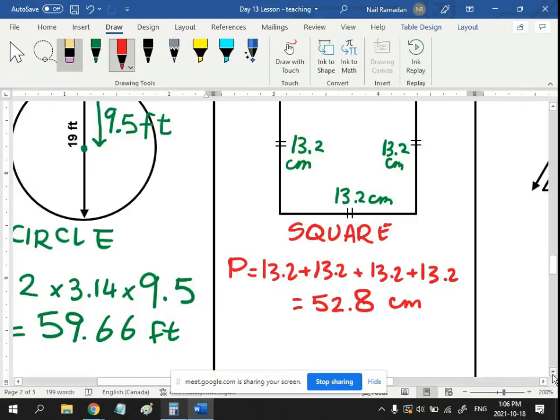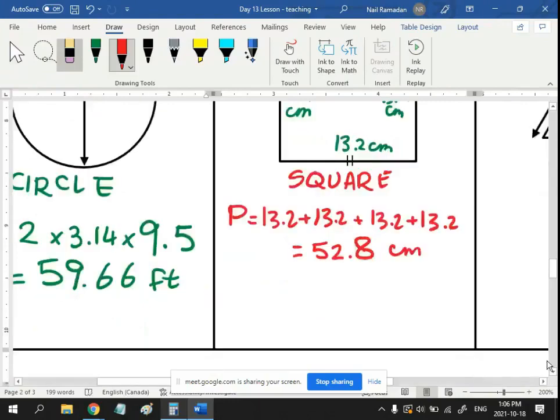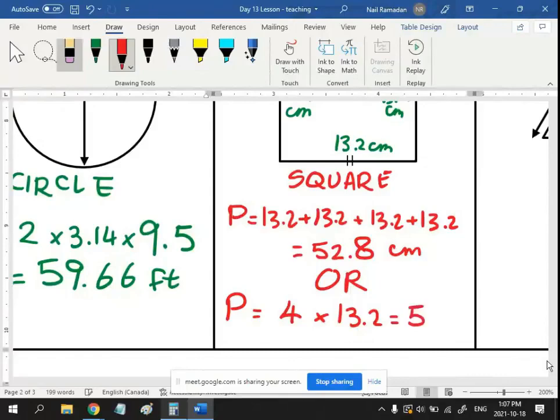What's the other way? The other way is to just say P equals 4 times 13.2. Guess what? One shot. You got the same answer. Because it's a square, all 4 sides are exactly the same.